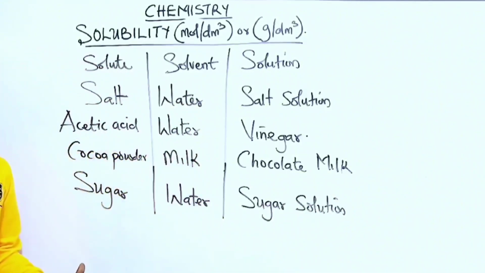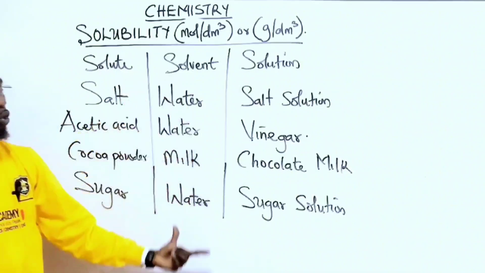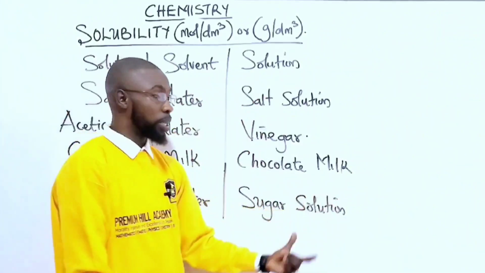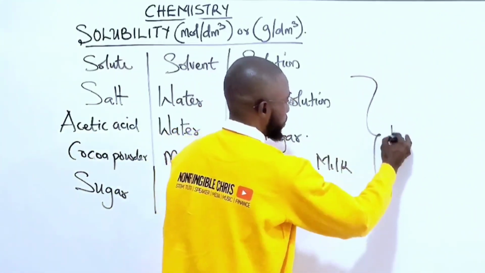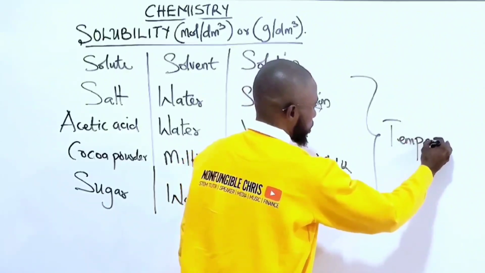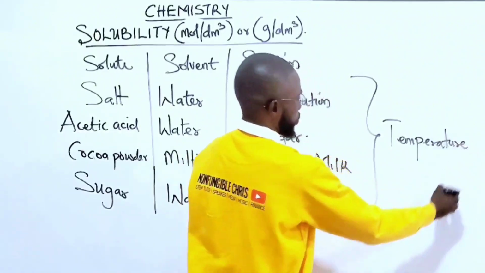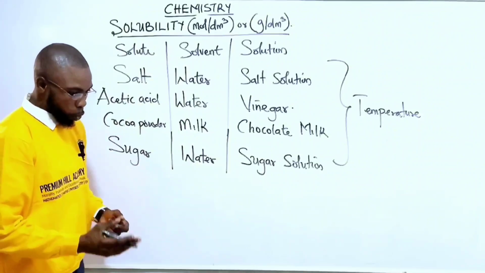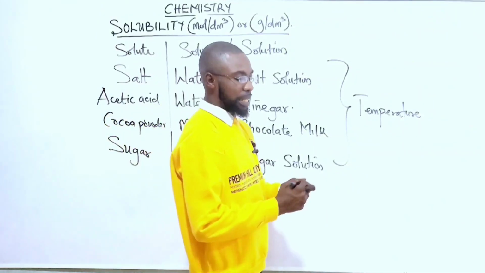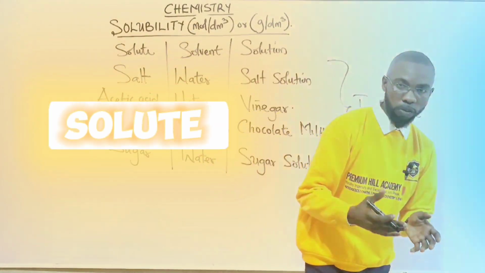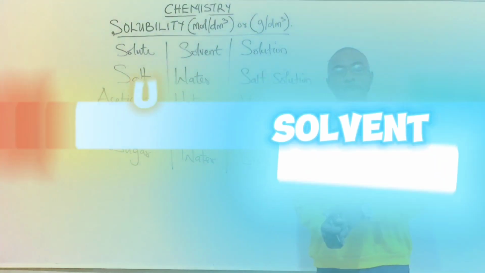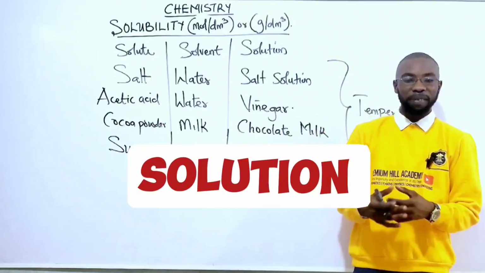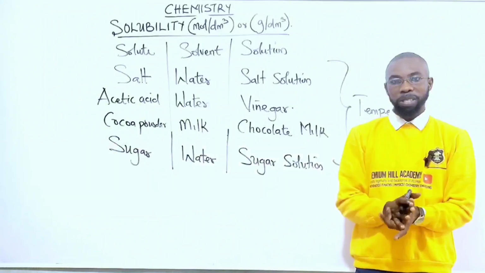So on and so forth. So we have different solutes for different solvents that produce different solutions at a particular temperature. Looking at this, it's all about solubility. Let's paraphrase. Solubility is basically the amount of solute that dissolves in a solvent to form a given solution at a given temperature. That's all about solubility, right?